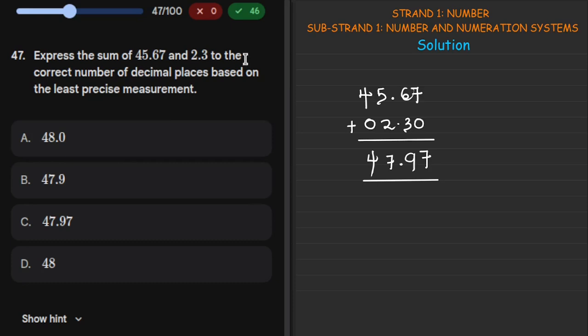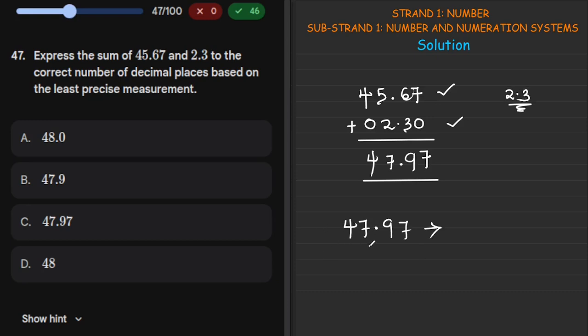by looking at the 2 measurements we were given, this first number, which is 45.67, was very, very precise. That is the highest precise one. This second one, which was just the 2.3, was the least precise one because they didn't give us any further decimal places. So it simply means we have to round this to 1 decimal place because it is the least precise number we were given.